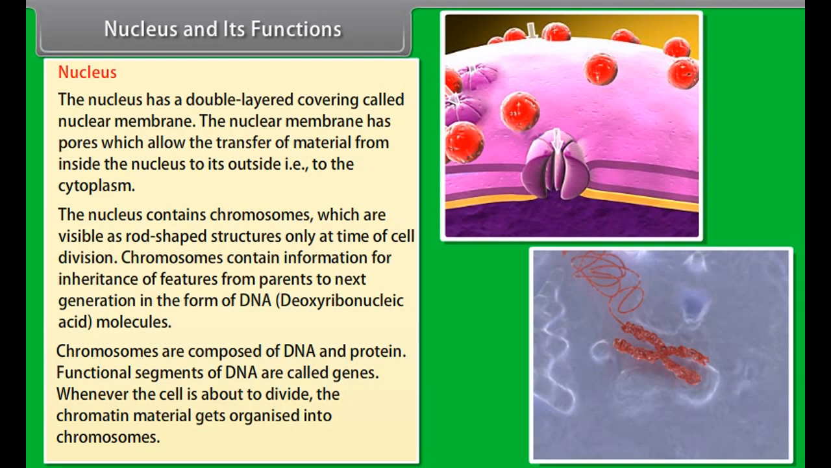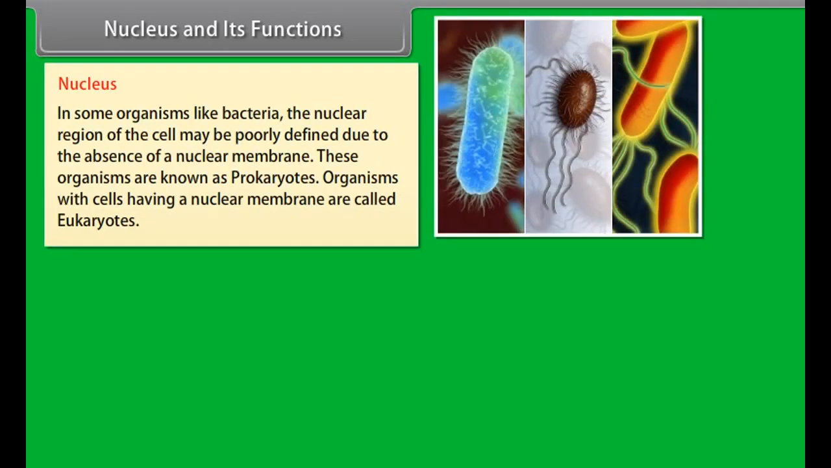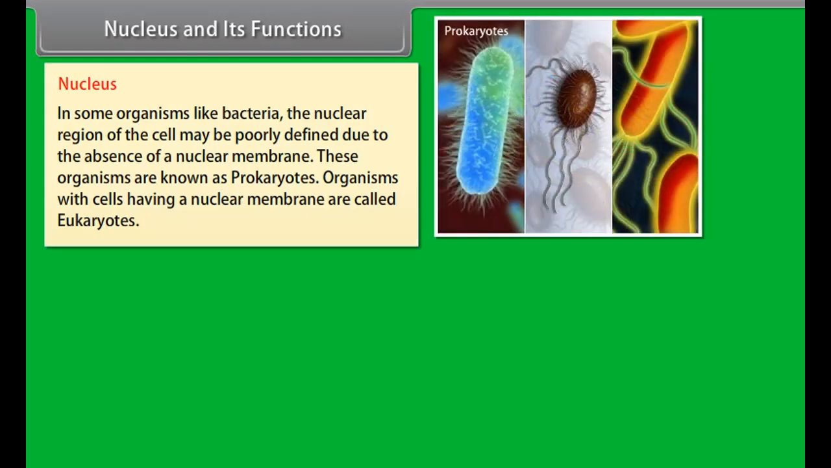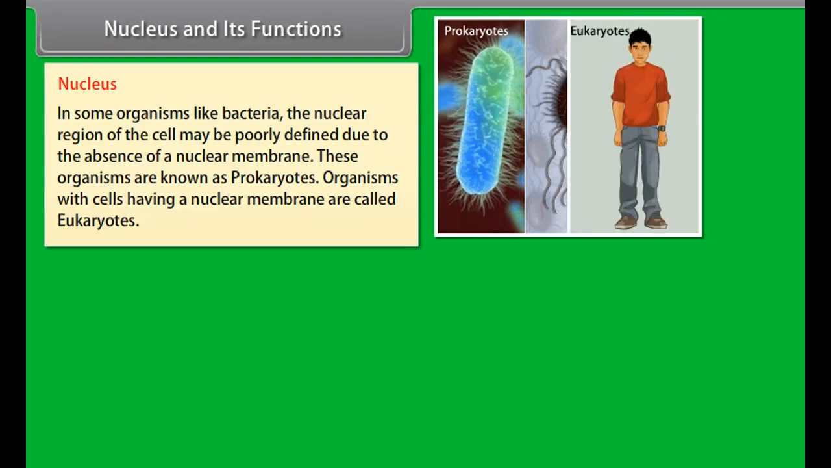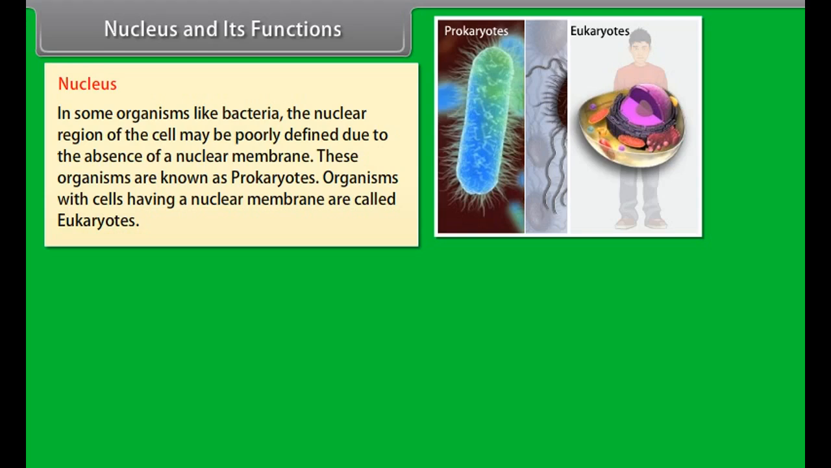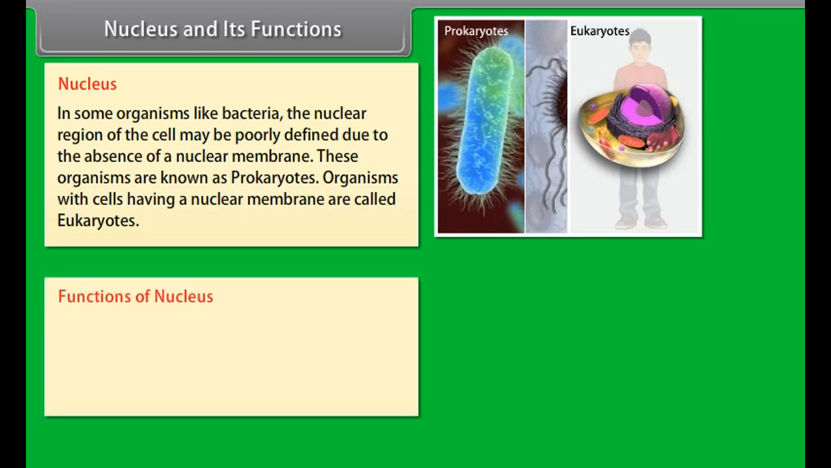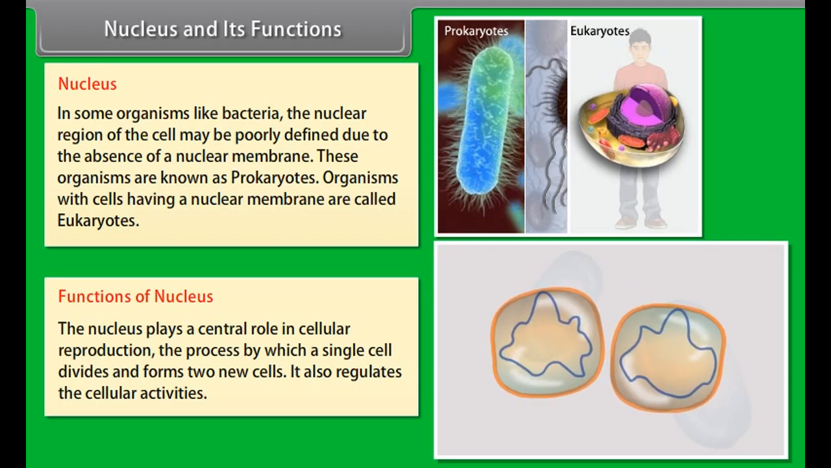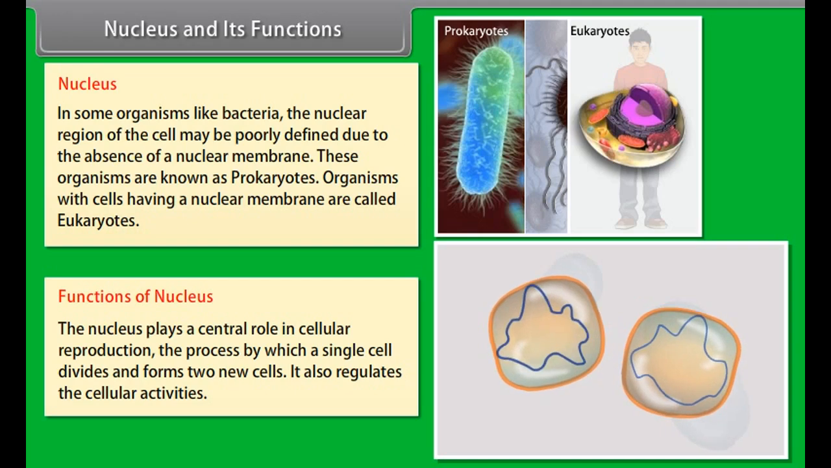Whenever the cell is about to divide, the chromatin material gets organized into chromosomes. In some organisms like bacteria, the nuclear region of the cell may be poorly defined due to the absence of a nuclear membrane. These organisms are known as prokaryotes. Organisms with cells having a nuclear membrane are called eukaryotes. Functions of nucleus. The nucleus plays a central role in cellular reproduction, the process by which a single cell divides and forms two new cells. It also regulates the cellular activities.